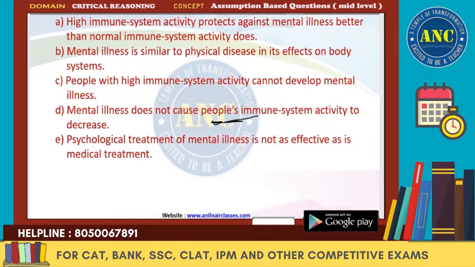Look at options A and C. Normal immune system activity could protect against mental illness without high immune system activity offering increased protection or prevention. And this is contrary to what these both options state. Hence, neither of these is assumed. If you look at options B and E, the conclusion does not depend on there being a similarity between mental and physical illness or a difference in treatment. Hence, B and E are also not assumed. Hence, D is the one that must be assumed: that mental illness does not cause people's immune system activity to decrease.